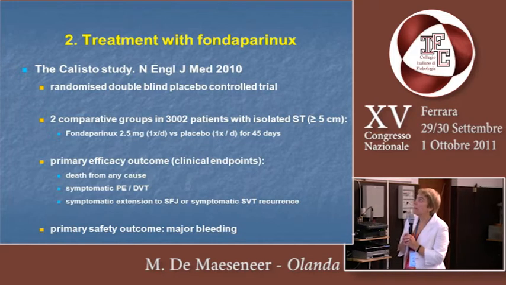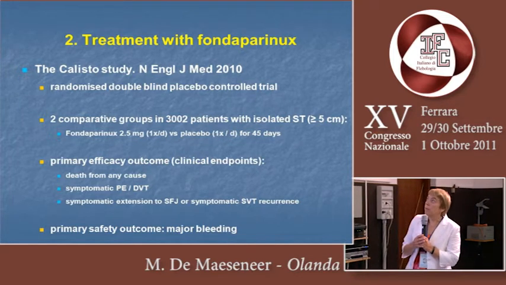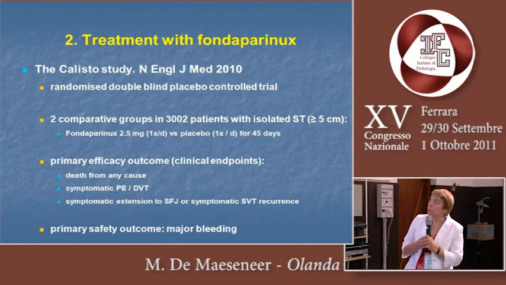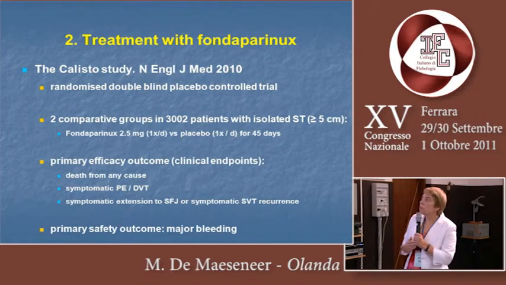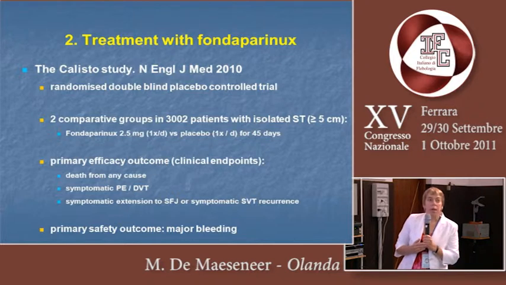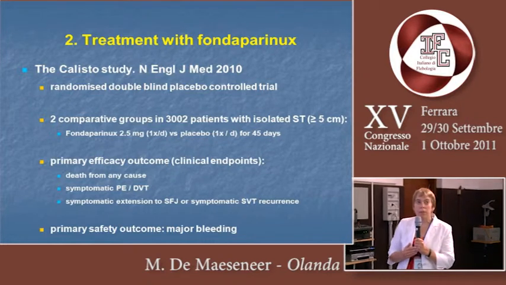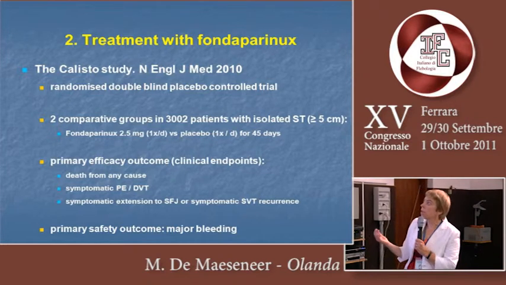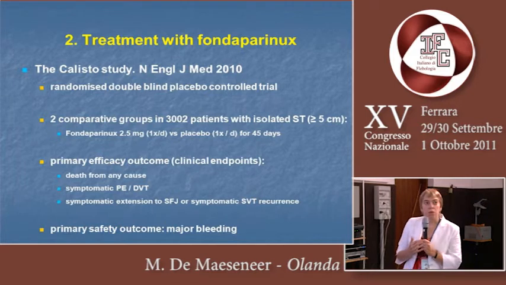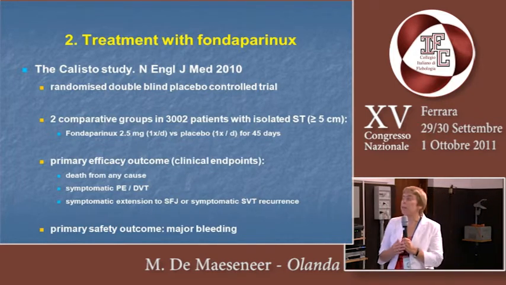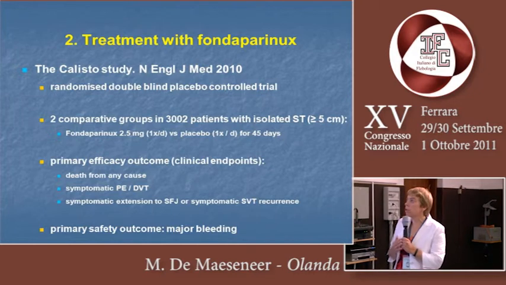So now recently we have the one study with fondaparinux, which is a very big study. As you remember, the other groups were smaller study groups. Here we have 3,000 patients that have been studied with isolated superficial vein thrombosis, and they compared fondaparinux in the preventive dose, 2.5 milligram, versus placebo, and the duration, this is very important to look at, was 45 days. So a quite long duration of the study.